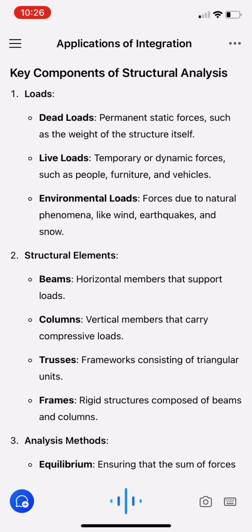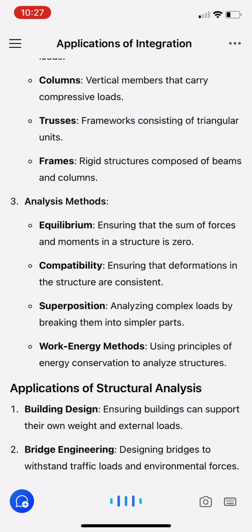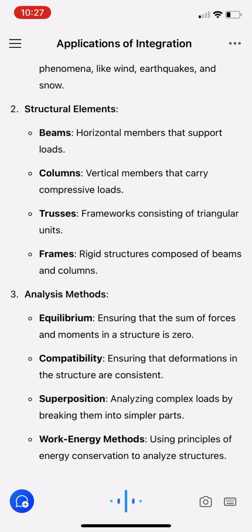Structural elements. Beams, horizontal members that support loads. Columns, vertical members that carry compressive loads. Trusses, frameworks consisting of triangular units. Frames, rigid structures composed of beams and columns.